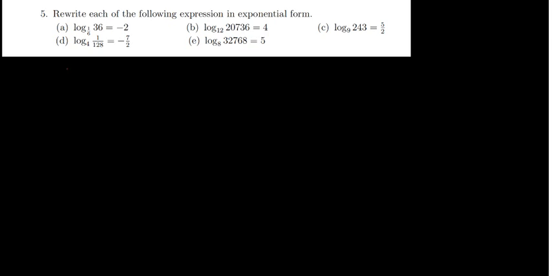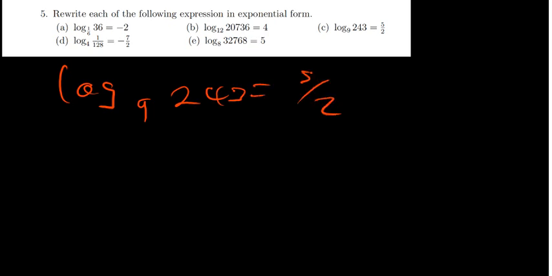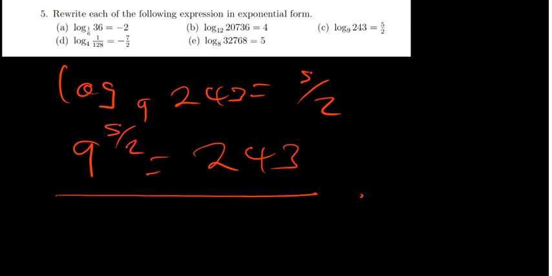C. C is saying log base 9 of 243 is equal to 5 over 2. So this is just 9 raised to the power 5 over 2 is equal to 243. That is now an exponential. Okay, we are coming out from log to exponential.